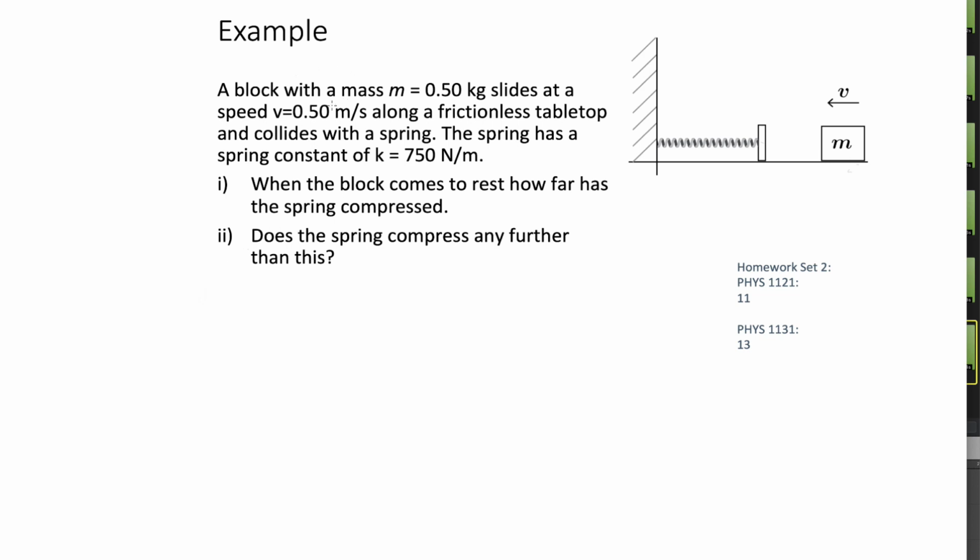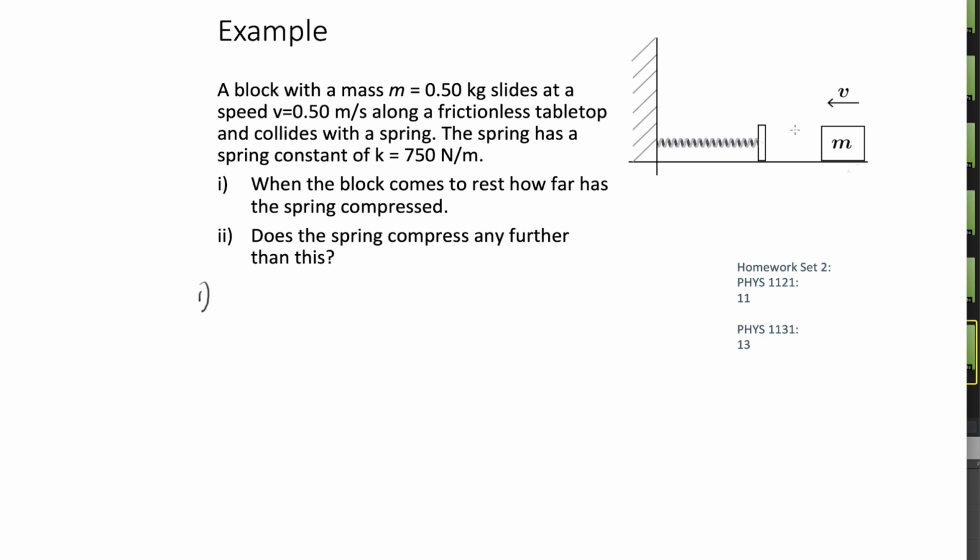Okay, so in this example problem, we've got a block with a mass of 0.50 kilograms, which slides at a speed of 0.5 meters per second along a frictionless tabletop and collides with a spring. The spring has a spring constant of 750 newtons per meter. And part 1 asks us, when the block comes to rest, how far has the spring compressed?